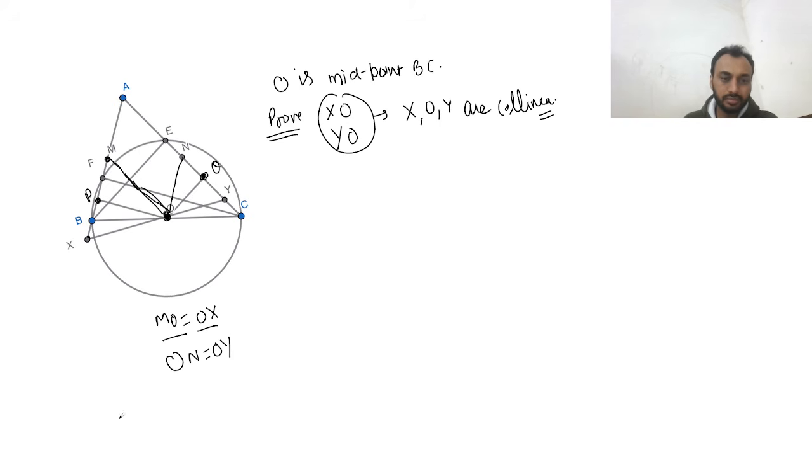Now to prove that they are collinear, I will try to prove these two angles are equal. I will try to prove that BOX angle is equal to COY angle. Because if they are equal, then we can say by vertically opposite angles, it should be a straight line, right? If BOX is equal to COY, because BC is a straight line, that we definitely know, and if OX and OY make the same angle, so we can say that it is a straight line.